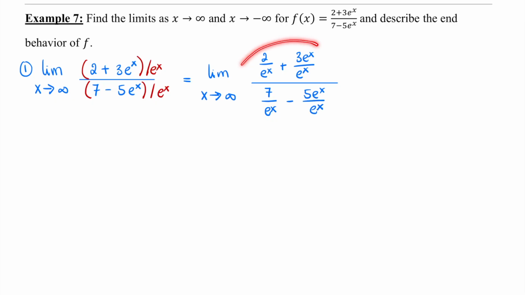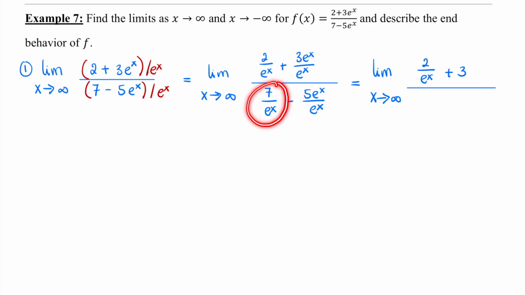Now, let's simplify each expression. Two over e to the x stays the same. 3e to the x over e to the x is 3. 7 over e to the x stays the same. 5e to the x over e to the x is 5.